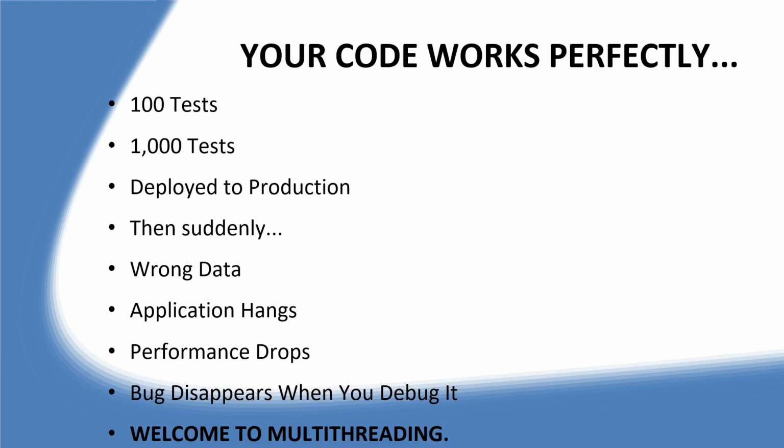So let's get started. Imagine your multi-threaded application works perfectly during development. You test it again and again, everything looks correct. You tested like 100 tests, 1000 tests. Then you deployed it to production, and suddenly once in a while the data is wrong, and sometimes the application becomes stuck, it hangs. Sometimes performance gets worse, performance will drop. And the strangest part is when you try to debug the problem, it disappears.